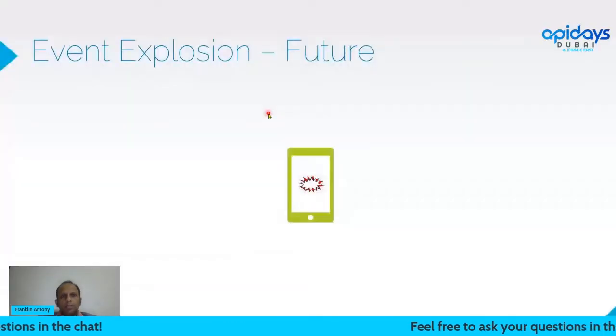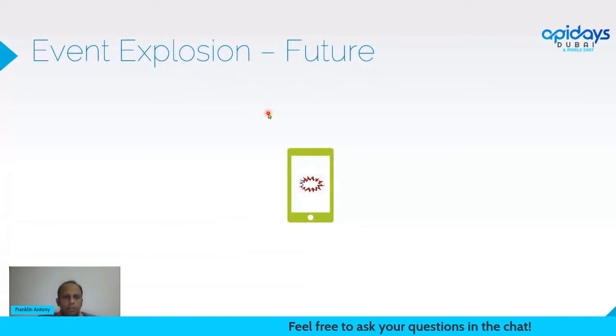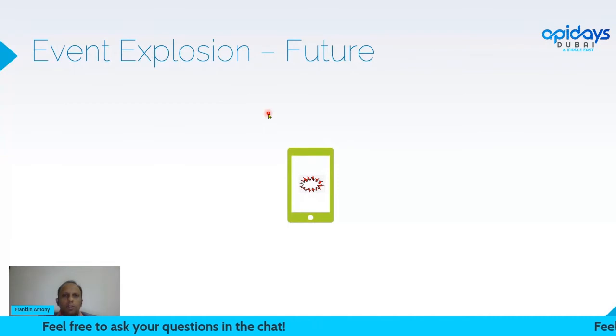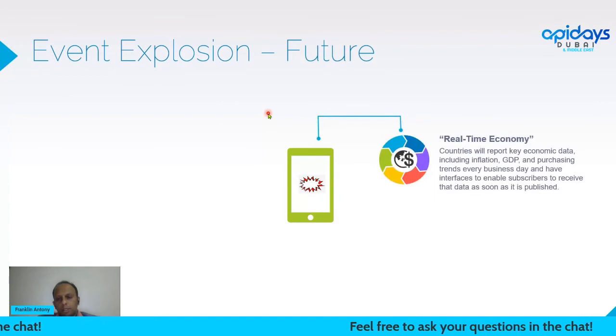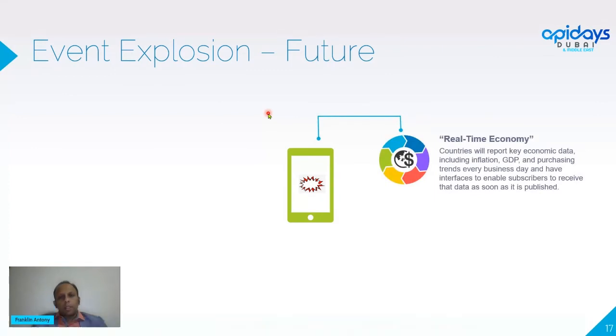So this is a peek into the future, maybe 10 years from now, maybe 15 years from now. This is the kind of experience where event explosion is going to be revolving around our lives. And you'll start seeing a real-time economy where probably your GDP and your inflation rates are going to be published every day. Yeah, it's a pretty strong statement, but I foresee that this is how it's going to take place, in the very near future actually.